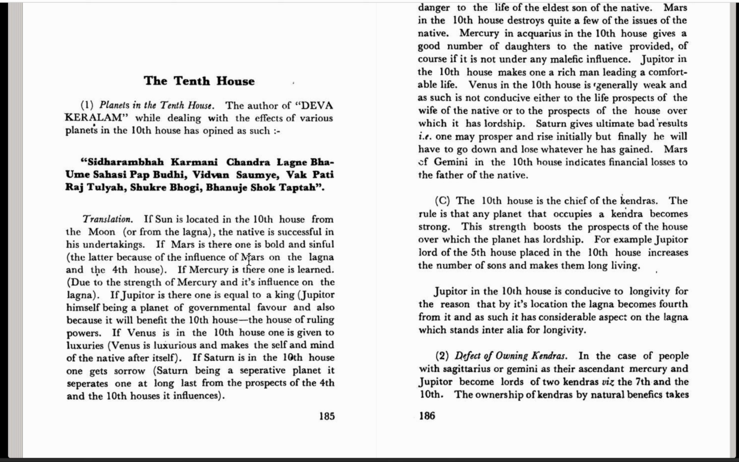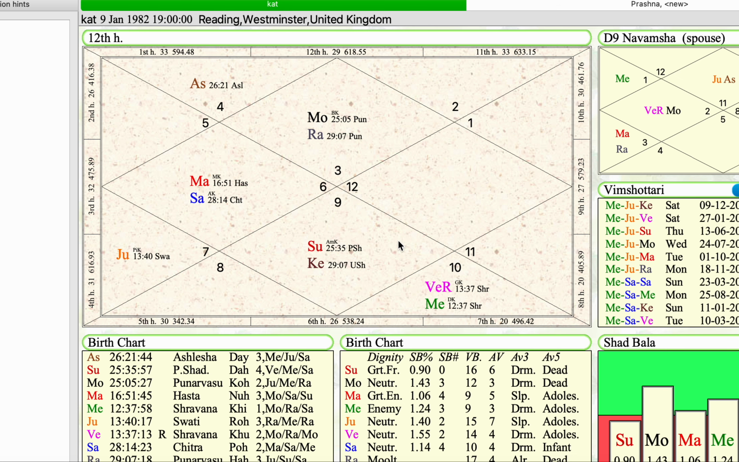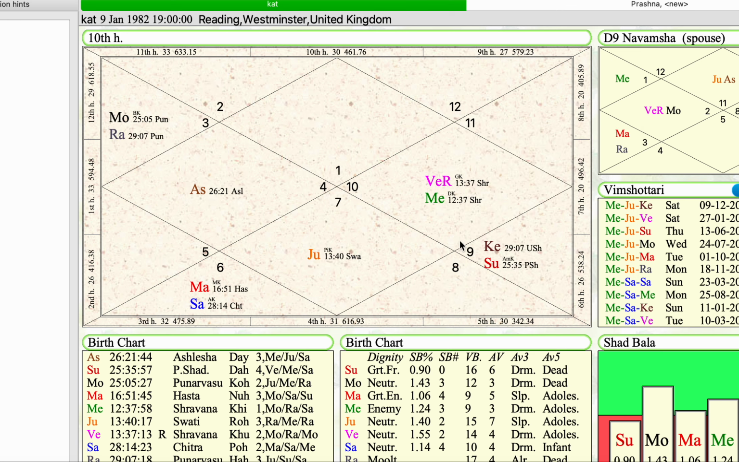Also, because of the influence of Mars on the lagna and the 4th house. Sinful is why, because as per the writer, Mars is aspecting here and the lagna, and Mars being the 8th lord. Sun was also aspecting the 4th house, but Sun was lord of a good house, so it was a good influence. Here Mars is the lord of the 8th house. Now you'll understand like this: Mars is the natural 8th lord, sitting in the 10th house, aspecting the 4th house, and aspecting lagna. So that's why it carries hidden things, or like spies.